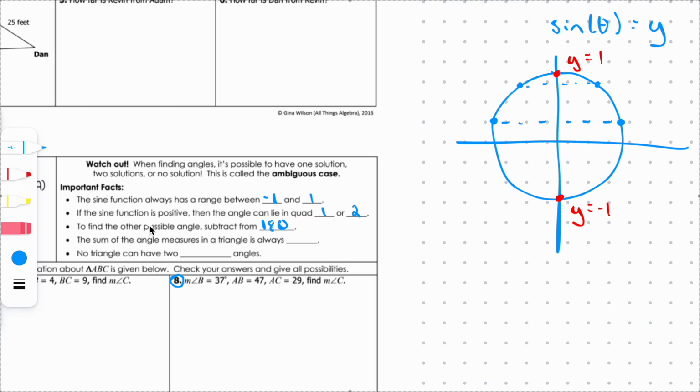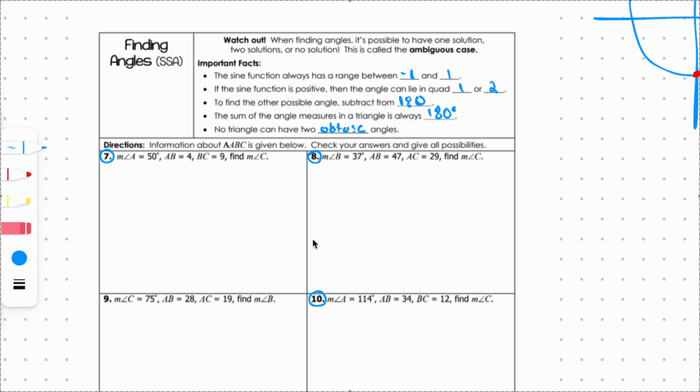Great. Now the sum of the angle measures in a triangle is always equal to 180 degrees. We talked about that before. And no triangle can have two obtuse angles, right? Obtuse angles means angles that are greater than 90 degrees. And if we have two angles that are greater than 90 degrees, now we've already surpassed this 180 degree mark, and now that is not possible.